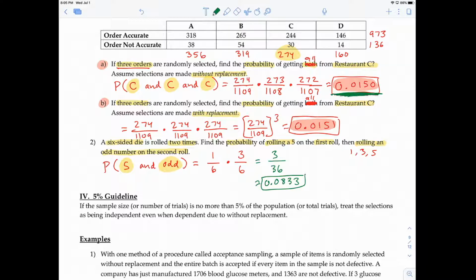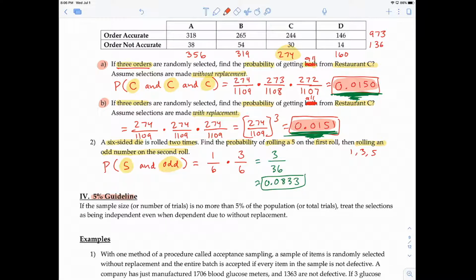probabilities for when it's dependent and independent are very similar, but the work involved in calculating is more difficult without replacement than with replacement. So we recognize that, in certain situations, we're going to treat it as if it's independent, even though it's not independent. That's essentially what this is. So we call that the 5% guideline.